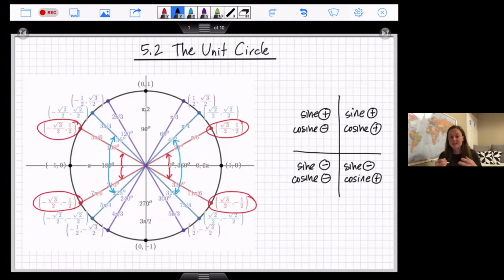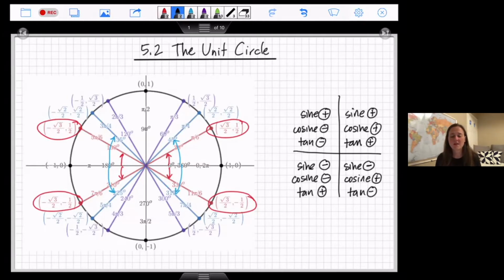Tangent, remember, is just sine over cosine. So we're just going to look at the sine over cosine. First quadrant, sine over cosine, positive over positive. Tangent's going to be positive. Second quadrant, sine over cosine, positive over negative. It's going to give us a negative value for tangent. In the third quadrant, both sine and cosine are negative. So when we divide them, we'll get a positive value for tangent. And then in the fourth quadrant, sine over cosine, negative over positive, gives us a negative value for tangent.